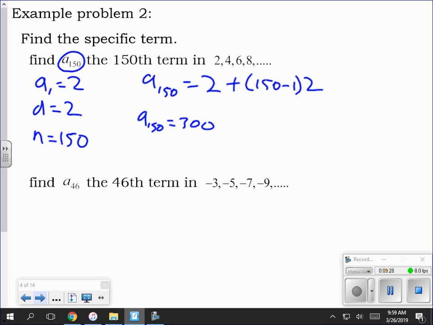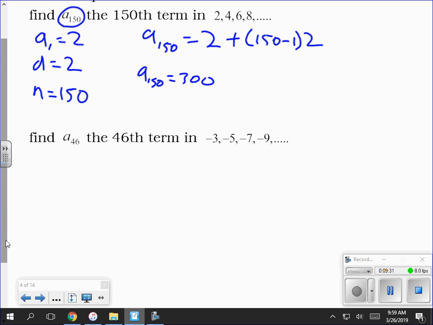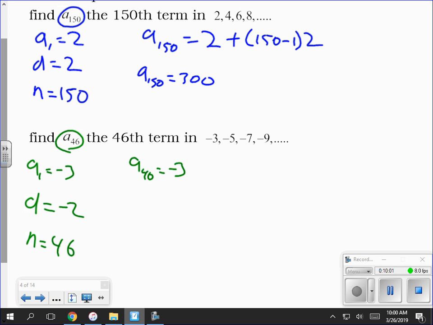Same idea, we're still going to use the same formula. So here I'm looking for the 46th term. I still need my first term, negative 3. I still need to find my D. What am I doing on this one? I'm going down 2 each time, right? So my D would be negative 2, and n would be 46, because I'm looking for the 46th term. Plug it into the formula. A sub 46 is equal to negative 3 plus 46 minus 1 times negative 2.